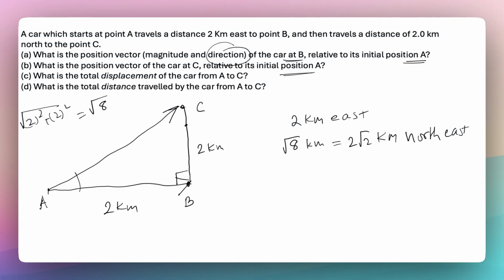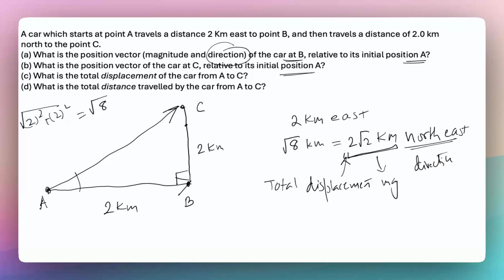Fine. Now, what is the total displacement of the car from A to C? We simply join A to C with a straight line, which is just what we calculated. So this is also going to be the total displacement, which is going to be 2 root 2 kilometers northeast. See, we are providing two pieces of information, the magnitude and the direction. So whenever we are talking about displacement, we are interested in the magnitude as well as direction. Until you provide both of them, this is incomplete.